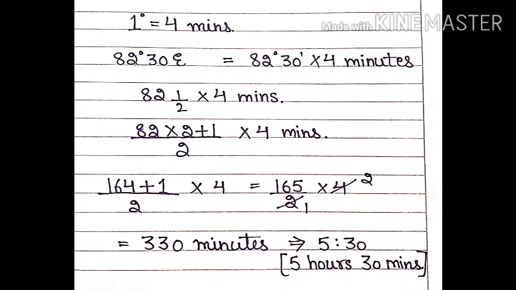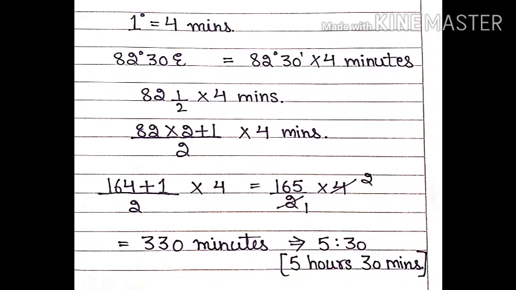So as you all know, 82 degree 30 east is the standard meridian of India and is considered as Indian Standard Time. So we will multiply 82 degree 30 minutes into 4 minutes. Then we will have 82 and a half into 4 minutes. Then we will convert this mixed fraction into an improper fraction and we will get (82 into 2 plus 1) divided by 2, into 4. And further solving we will get (164 plus 1) divided by 2, into 4.